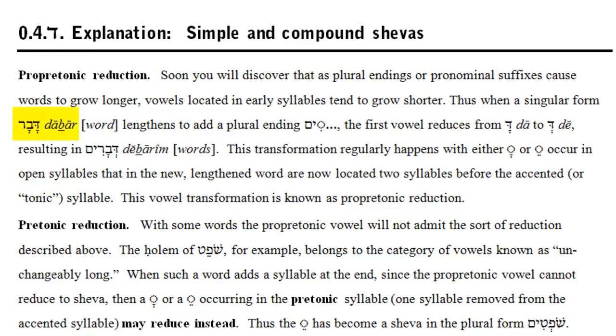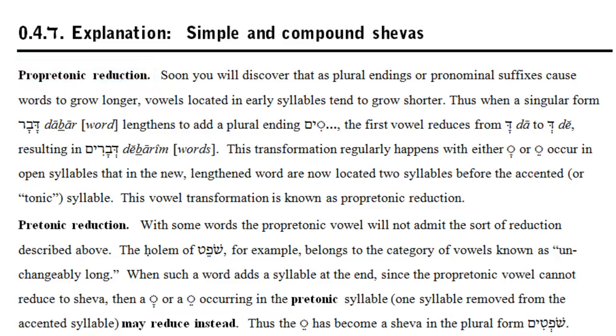As an example, consider the word davar, davar. This actually means word. When we move from the singular form to the plural, devarim, we add a syllable to the end, the im, plural syllable. Notice how the first syllable has reduced when a new final syllable was added, devarim. This is known as the propretonic reduction, and the meaning of that title is this.